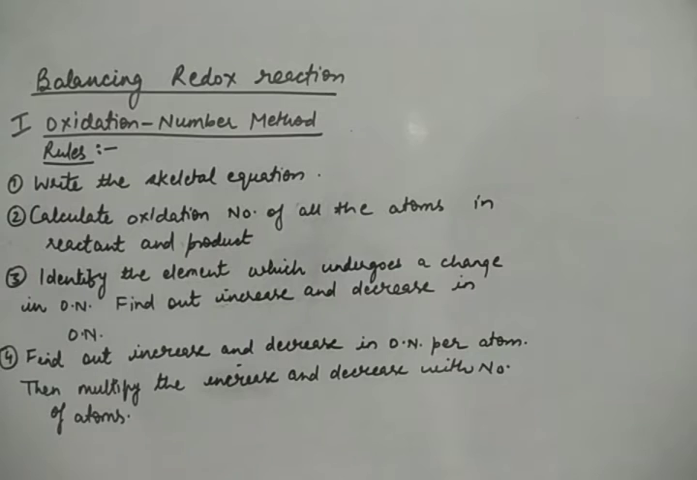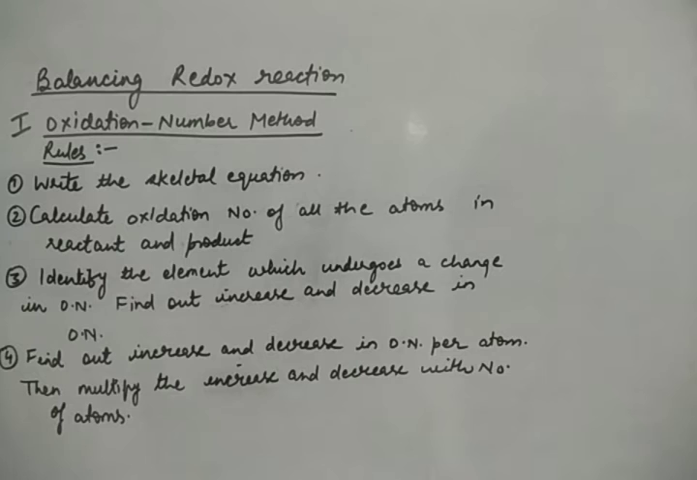The first rule is to write the skeletal equation. So first we'll write the unbalanced redox equation, that is the skeletal equation. Now we'll calculate the oxidation number of all the atoms in the reactants and products. All the atoms which are involved in the equation, we'll write their oxidation number on top. Then we'll identify the elements which undergo a change in oxidation number from the left side to the right side.